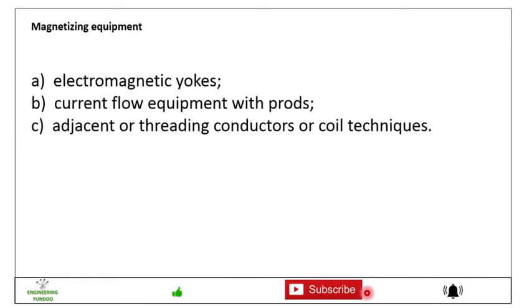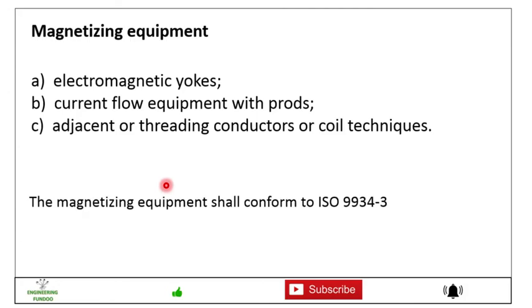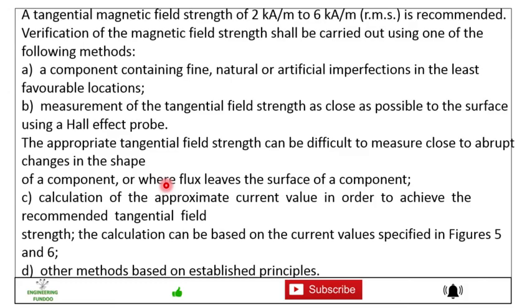Then for magnetizing equipment, there will be electromagnetic yokes, then current flow equipment with probes and adjustments, or threading conductors or coil techniques. These things you need for this magnetic particle test. It should conform to ISO 9934-3 in order to carry out the test, and a tangential magnetic field strength of 2 kiloampere per meter to 6 kiloampere per meter RMS is recommended, and the verification of magnetic field strength shall be carried out using one of the following methods.